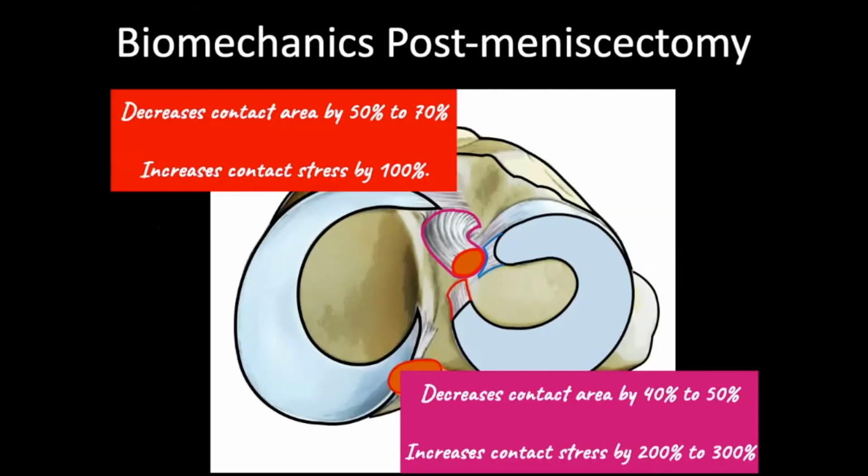Meniscus biomechanics post-meniscectomy has been studied, and it has been shown that with total medial meniscectomy, the contact area is decreased by 50 to 70%, and contact stress is increased up to 100%. Similarly, with total meniscectomy on the lateral side, the contact area decreases by 40 to 50%, but stress increases by 200 to 300%. This increase in contact stress and decrease in contact area is enough to damage the joint in the future.